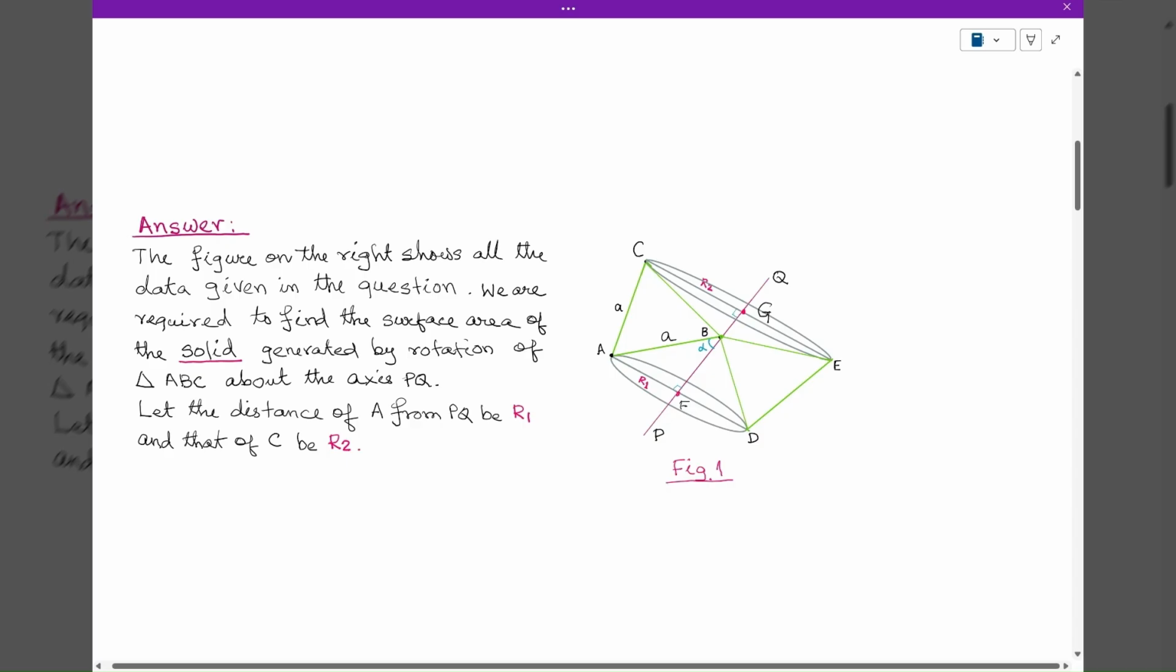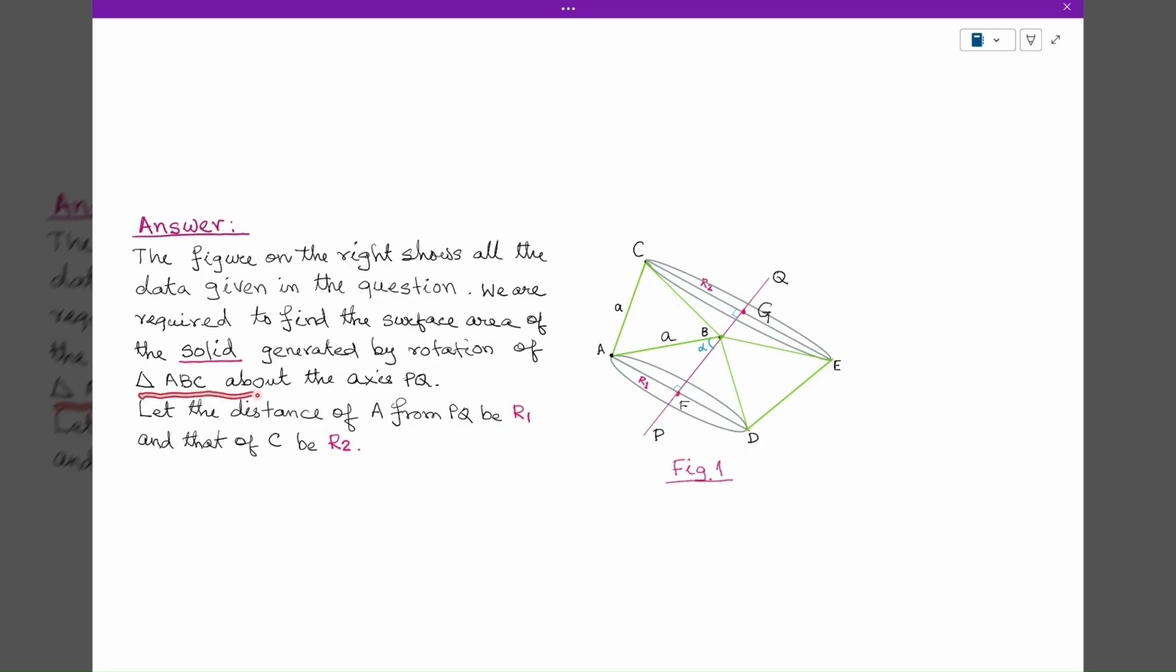The figure on the right shows all the data given in the question. We are required to find the surface area of the solid generated by the rotation of triangle ABC about the axis PQ. Now, let me narrate again what the facts given are. This triangle ABC is an equilateral triangle with side, let us say, a. PQ is a straight line passing through B.